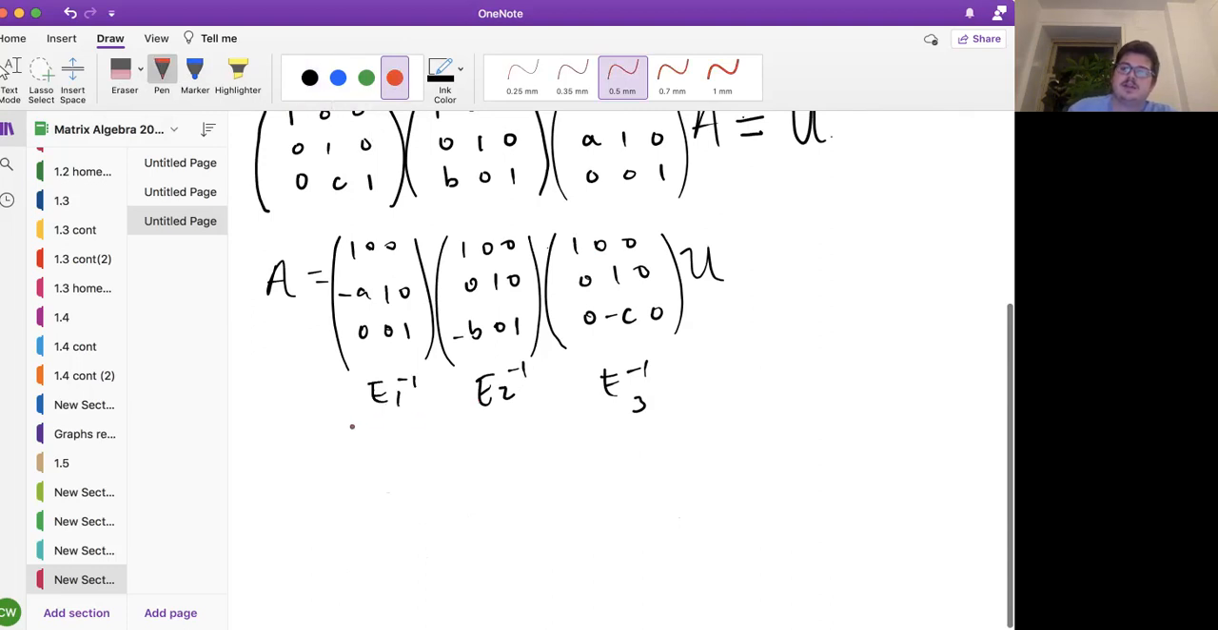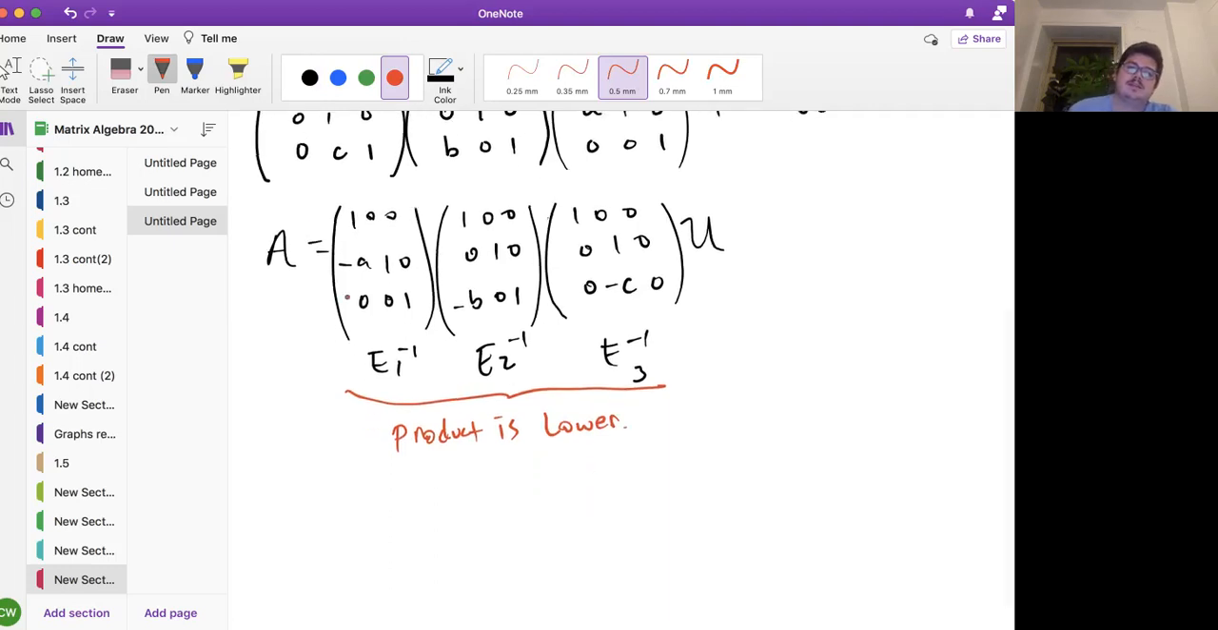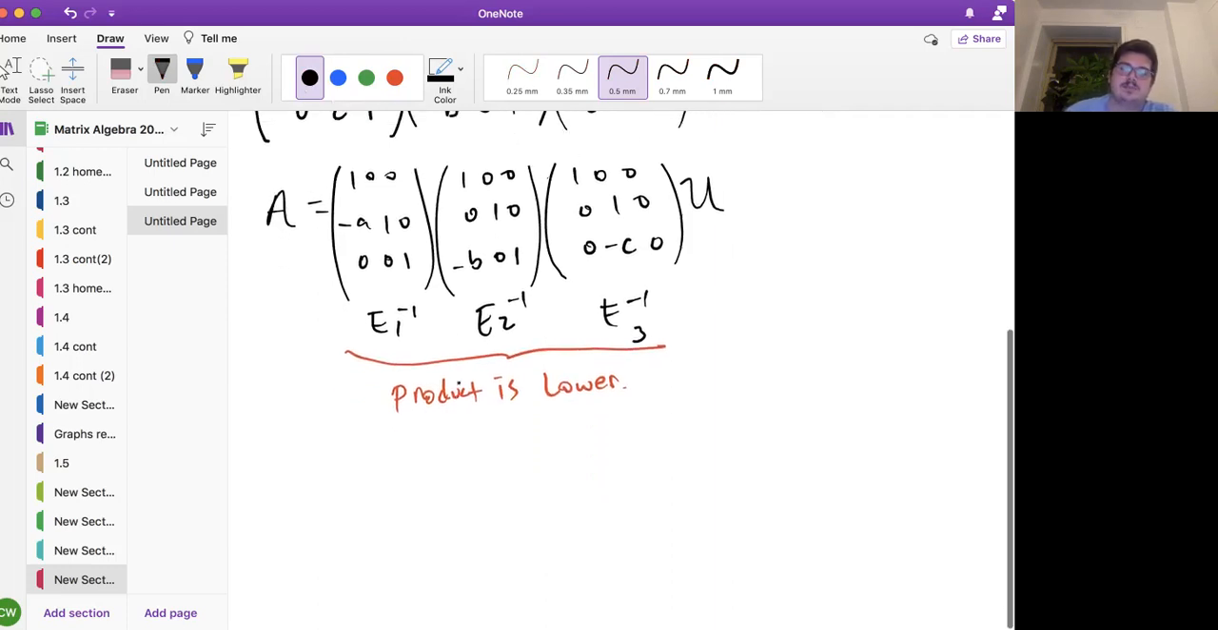So last time we saw that since all of these are lower triangular, this product must be lower. But now let's see what happens when we multiply. And let's do it step by step, and then we can figure out a shortcut. So let's first do E1 inverse, E2 inverse. So let's think about just these two matrices first. We multiply. And think about the positions of the zeros and ones.